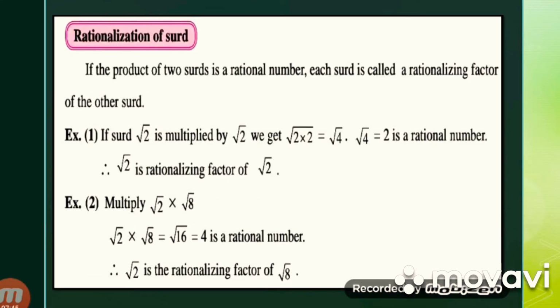Rationalization of surds. If the product of two surds is a rational number, each surd is called a rationalizing factor of the other. For example, if surd root 2 is multiplied by root 2, we get root of 2 into 2, and that is equal to root 4, and that is equal to 2, which is a rational number. Therefore, root 2 is a rationalizing factor of root 2.